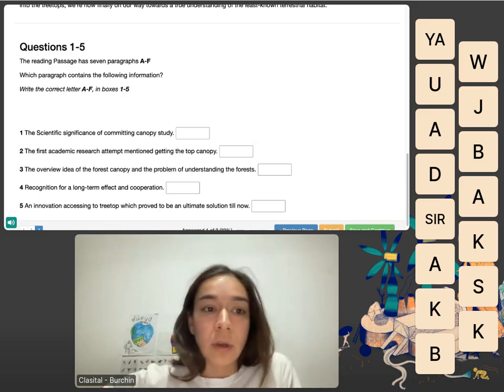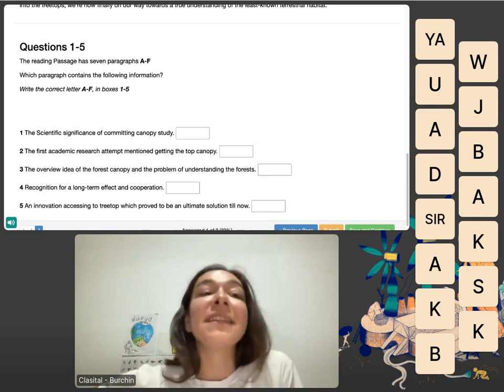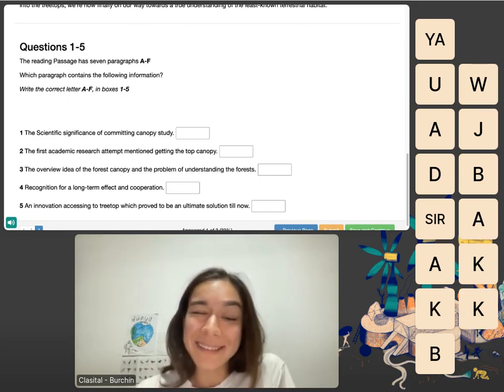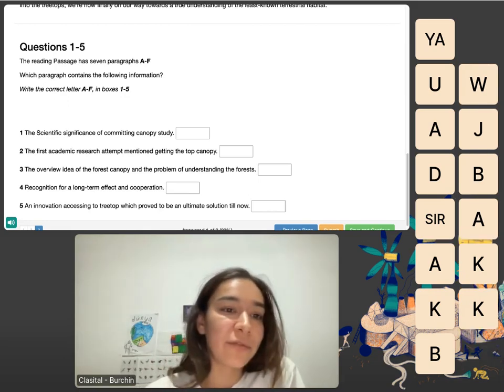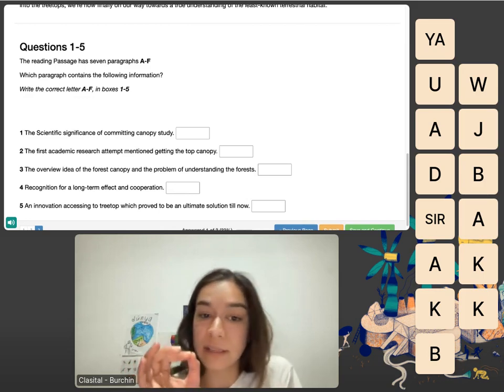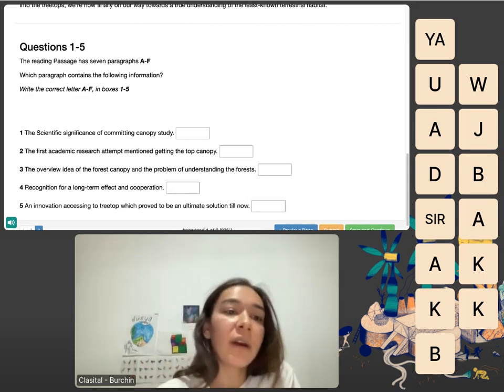Of course. This is nice. I think this will be easier. This is from the reading passage too, by the way. But I think this will be easier because it says the first academic research. I think this is very specific.